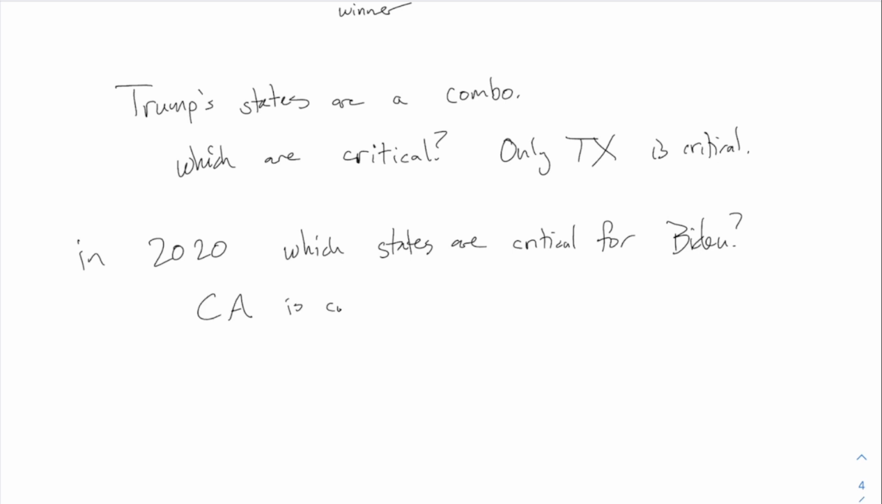Any others? You should next look at the next one down, I suppose, which is New York. So is New York critical? The answer is no, it's not, because if I subtract 29 from Biden's total, that would still be in the winning range, 270. So California is critical, no others. This is what it means to be critical in a particular combination.